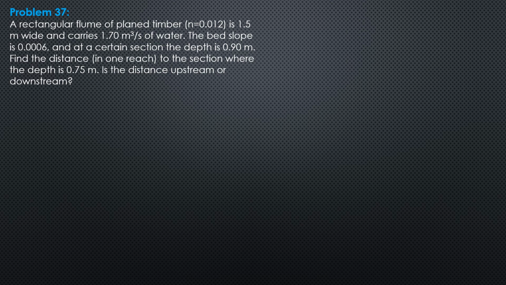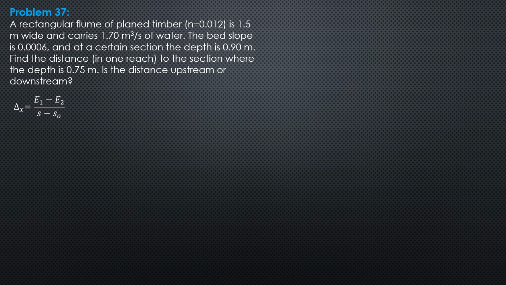Is the distance upstream or downstream? We have to assume that the section where the depth is 0.75 meter is a downstream section. So delta x is specific energy at 1 minus specific energy at 2 over S minus S0. You can simply rederive this if you want, considering the depth of 0.75 as the downstream depth, where E1 is velocity head at 1 plus depth 1, and E2 is velocity head at 2 plus depth 2.